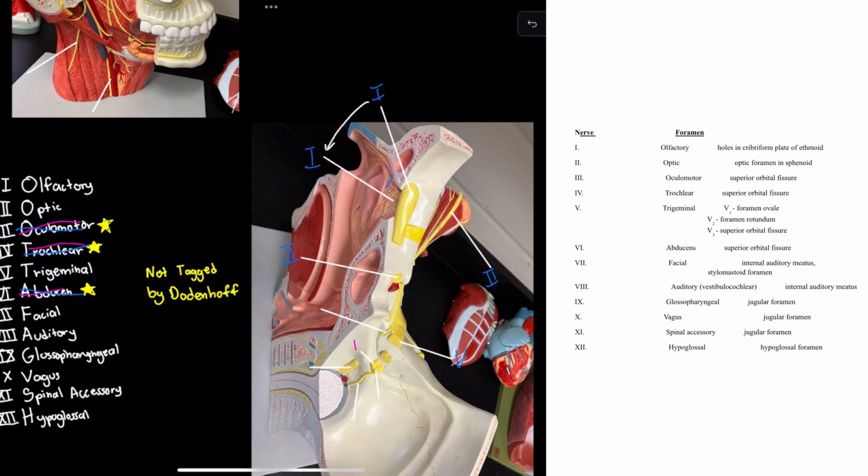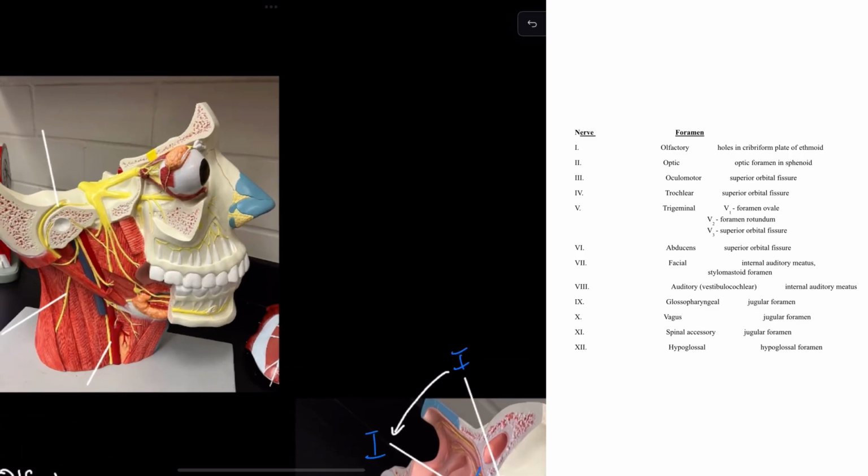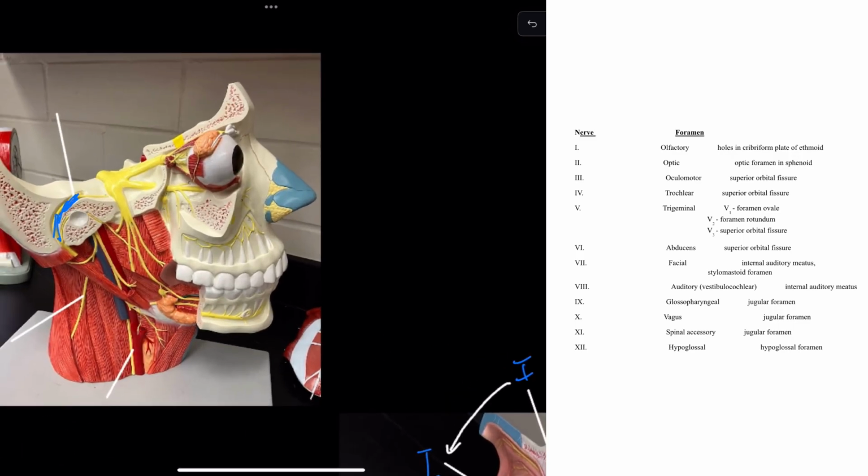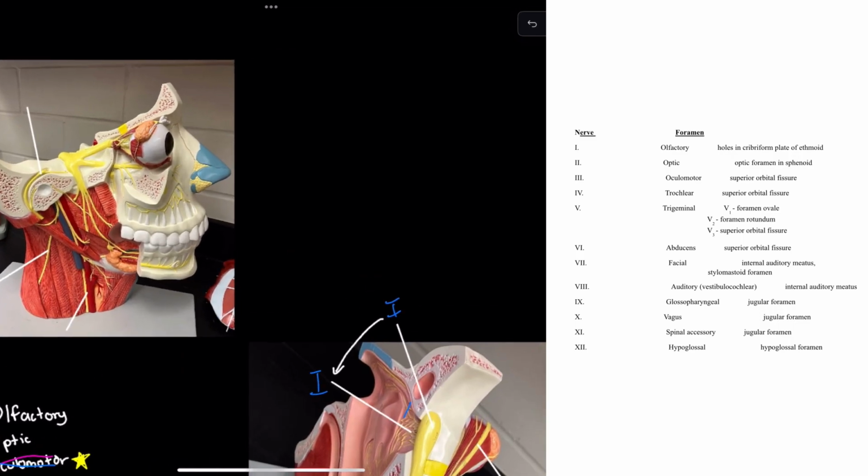Okay. The sixth nerve is the facial. The facial is this nerve right here, going through like that. It's like a C shape. That right there is the facial. And if I recall, that's the seventh nerve.